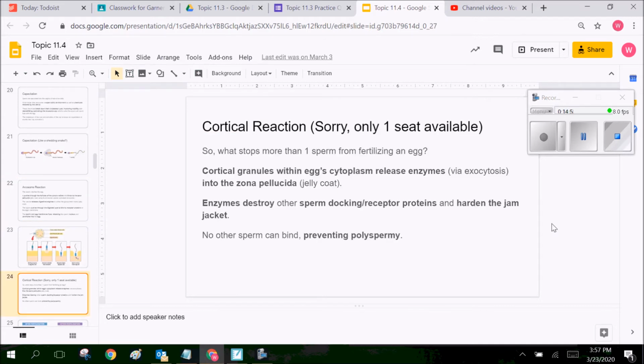To stop any other sperm from fertilizing, because we don't want multiple sperm fertilizing the same egg, that would create too much genetic information in an inviable zygote, the cortical granules, which are those little dots that I showed you earlier that were floating around within the egg's yolk, are going to release enzymes into the zona pellucida, the jelly coat, that are going to both harden the jelly coat and destroy the receptor proteins that would allow the sperm to dock with the egg, making it so that no more sperm can come in and bind to the egg.